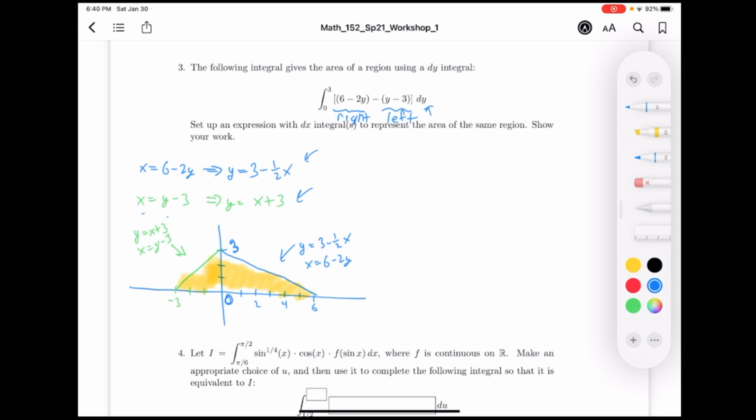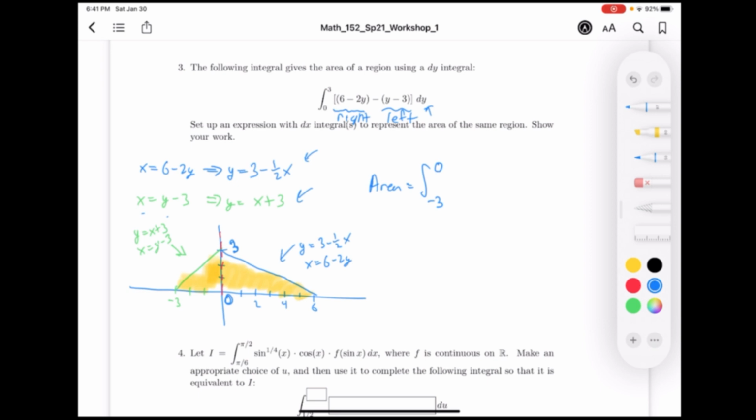So now that I actually have the region, I can see how I would do this in the x direction. It's going to be broken up because the top boundary changes at x equals 0. I'm going to have to do this as two separate integrals. So the area will be equal to the integral from, I see that the lowest x value in this region is negative 3. And since I'm breaking it up at 0 because the top boundary changes, I'm going to do negative 3 to 0 of the green curve.